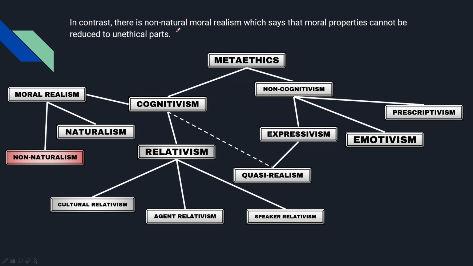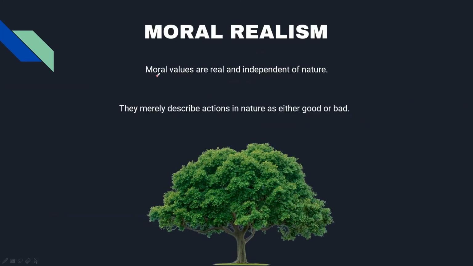In contrast, there is non-natural moral realism, which says that moral properties cannot be reduced to non-ethical parts. Moral values are real and independent of nature. They merely describe actions in nature as either good or bad.